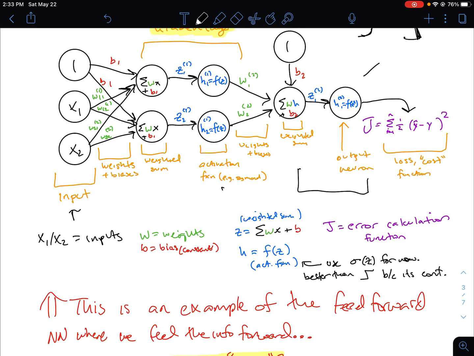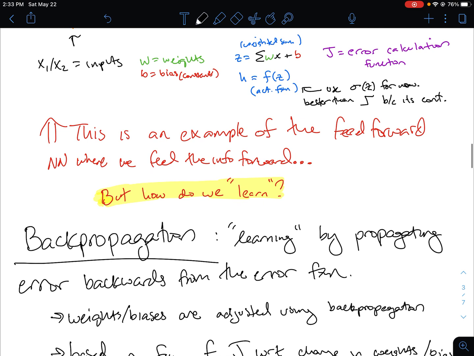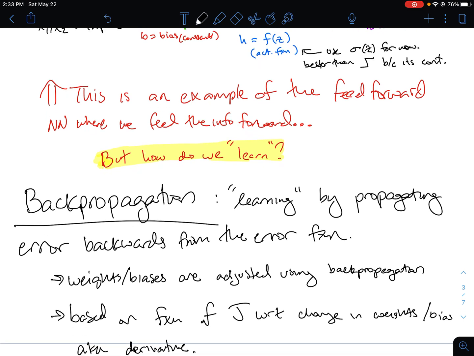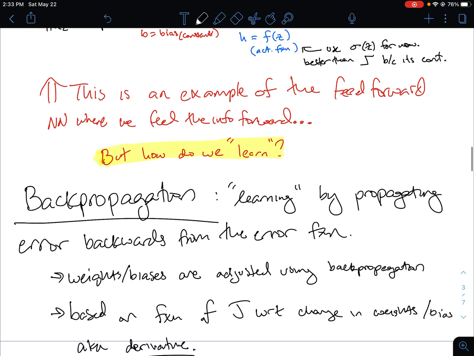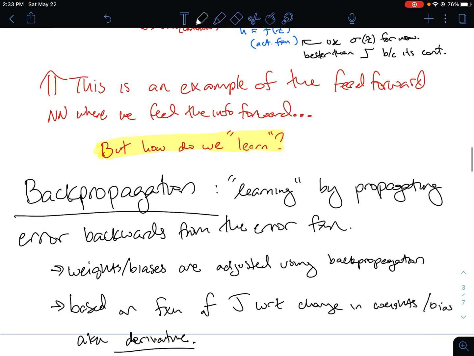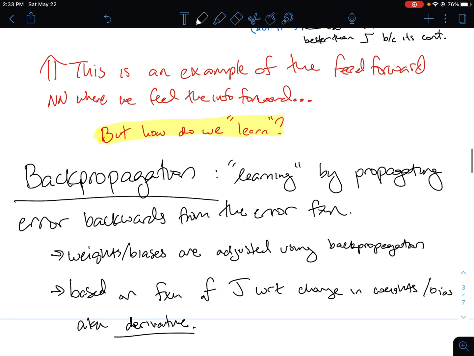And so that's the next question. How does it learn, or how does it get better? And that brings us to our next point. We actually use a concept called backpropagation to help the neural network learn and fine-tune the model. Backpropagation is basically learning and training the model by propagating the error backwards, starting from the error function all the way back to the input. And we adjust our weights and biases using this backpropagation technique.